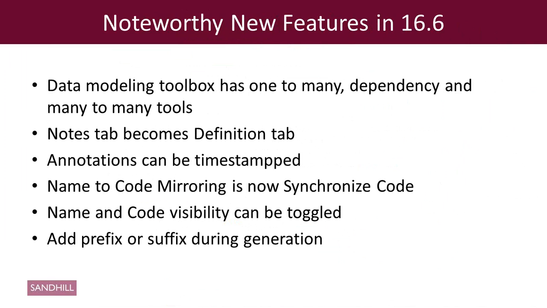Name-to-code mirroring is now name-to-code synchronization or synchronized code, and they moved it from an application level function to a model level function. So now you can toggle it on and off for each individual model rather than for the whole application. And name and code visibility can now be toggled on and off, or from name to code and code to name, which is kind of nice. And you can also add a prefix or a suffix to a physical data model during generation. So that's useful as well.